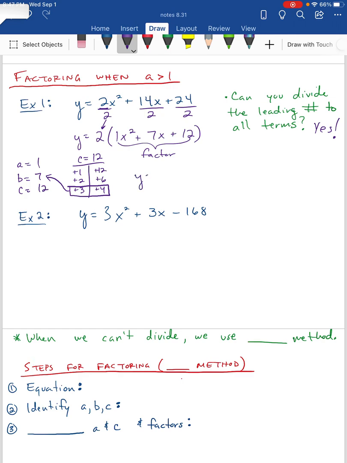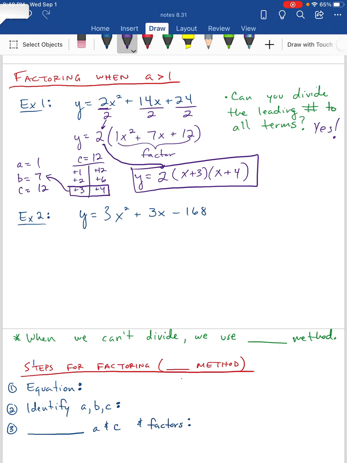So my final answer would be y equal to 2, because that's what I divided by in the beginning, times x plus 3, since that's one of the factors, and x plus 4, since that is the other factor. And I'm done. Being able to divide the leading coefficient makes it easier to figure out, since it's easily manipulated.